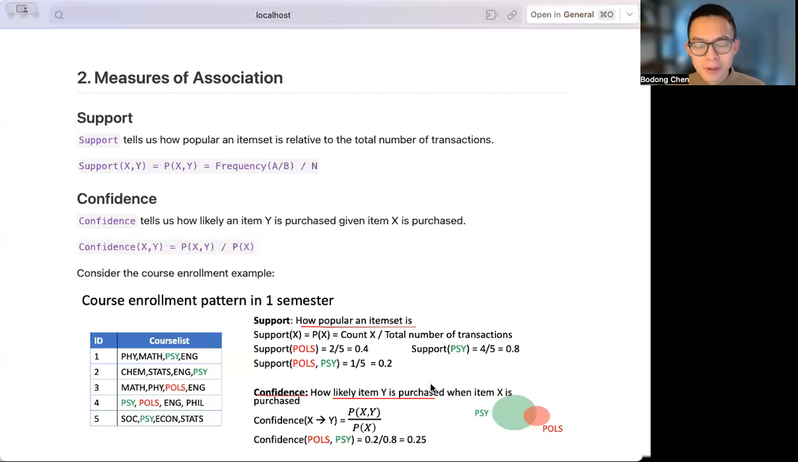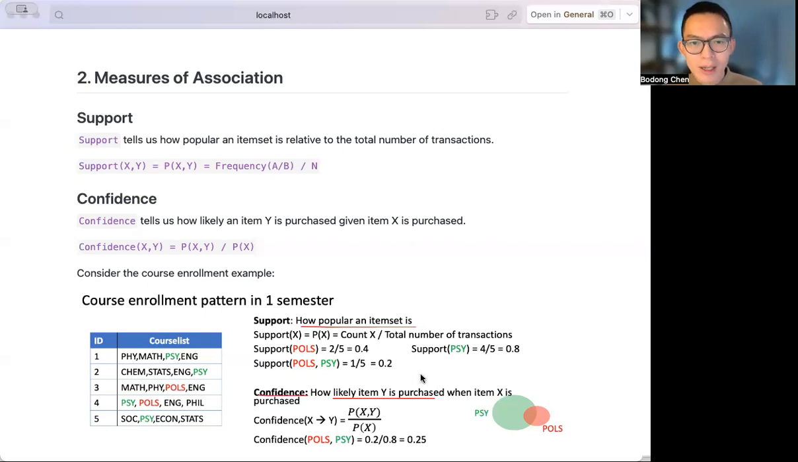In the last video, we talked about how to read data of transactions into R using the arules package. In this video, we're going to talk about different measures of association rules. There are different measures that we can use to describe how interesting those rules are, so that we can select the most interesting rules from all possible rules or item sets from the data.